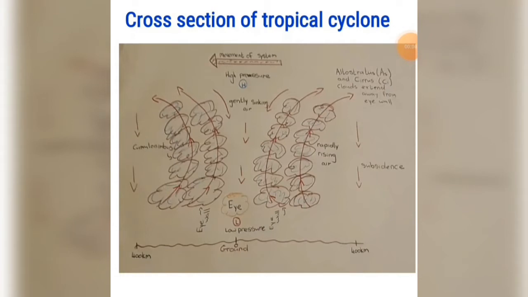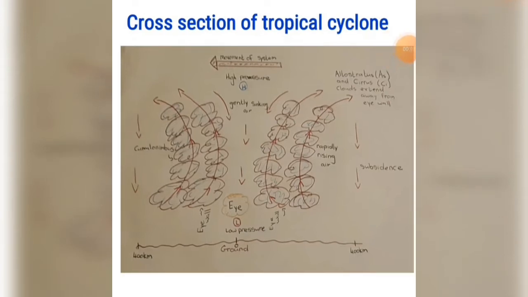Okay, so this is a cross-section of a tropical cyclone. As you can see, the eye is in the middle, and the thick band of clouds surrounding the eye is known as the eye wall. These clouds consist of cumulonimbus clouds and can reach up to 15 kilometers high. They are caused by rapidly rising air. As you see, the altostratus and cirrus clouds can be found extending further away from the eye wall.